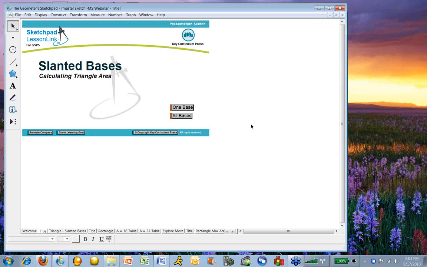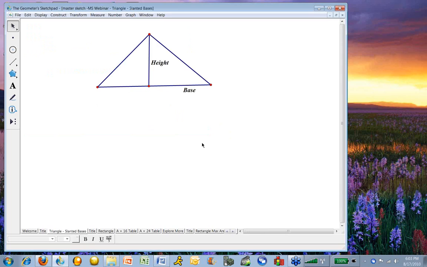If we gave them the height and the base, they could do it. And unfortunately what happened is we tended to always give them a picture like the one that you should see on your screen right now, where the base usually was on the bottom of the triangle and the height was coming from that top vertex.